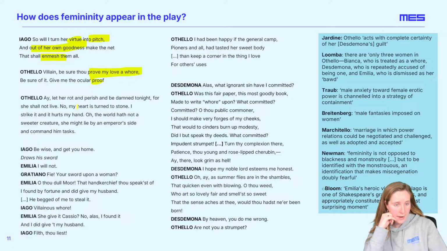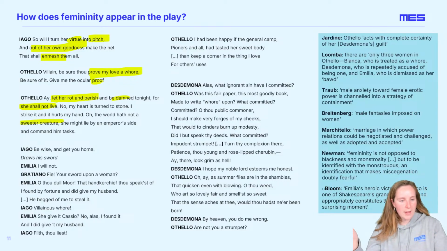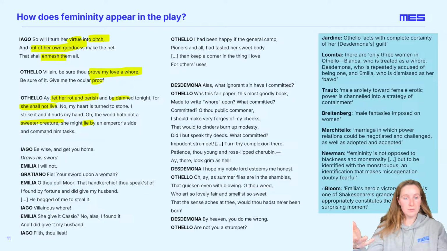"I'll let her rot and perish and be damned tonight, for she shall not live. No, my heart is turned to stone. I strike it and it hurts my hand. Oh, the world hath not a sweeter creature. She might lie by an emperor's side and command him tasks." So this idea of the power of Desdemona as well in her sexuality, lying by a general or an emperor, thinking she has the power in her sexuality to cause the downfall of an emperor here because of her seeming innocence. So she has this kind of wily control over him.